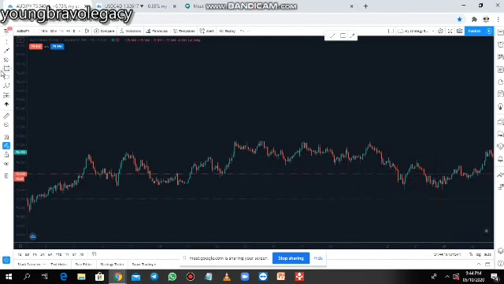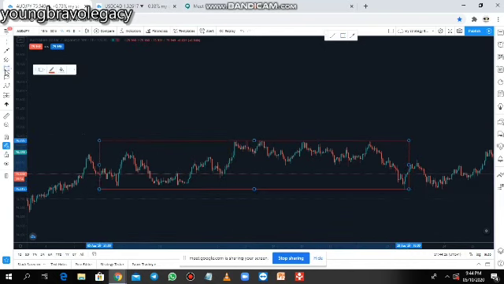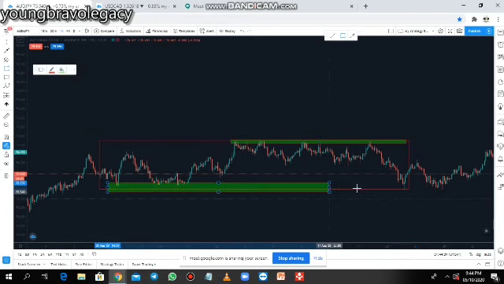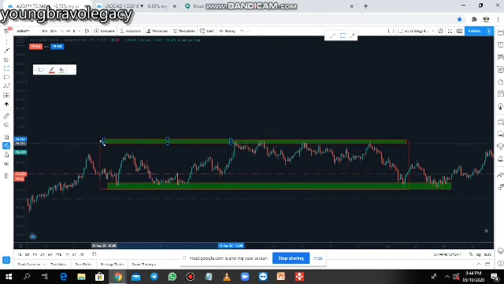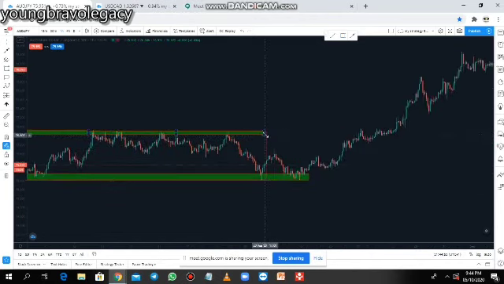Now let me give you an example. Let's say we have this consolidation here. I want to show you something. So on the consolidation we have a resistance, and we have a support. This is what we have in a consolidation trend. We have a resistance level and a support level.